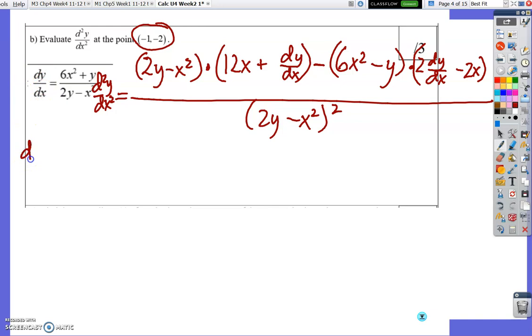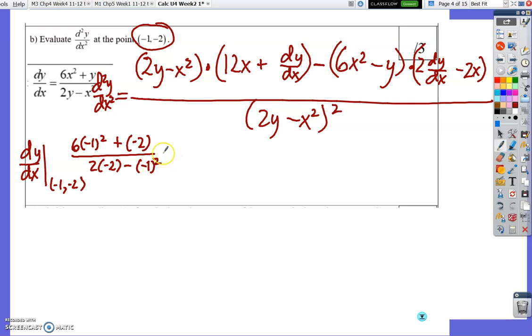I'm going to go ahead and evaluate dy dx at the point first, because it's kind of a complicated little mess. At the point (-1, -2), that gives me 6 times (-1) squared plus 2 times (-1)(-2), over 2 times (-2) minus (-1) squared, which becomes 6 minus 2 over negative 4 minus 1, which is 4 over negative 5. So that's dy dx. Now I'm going to plug this in, negative 4/5 for dy dx.